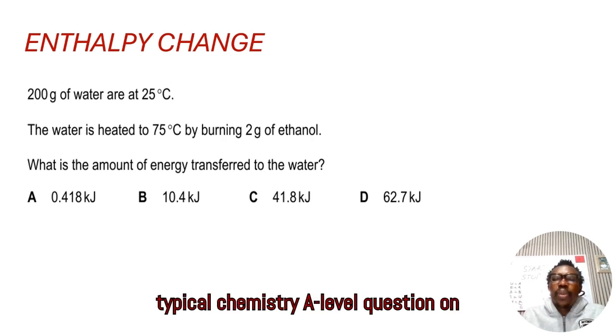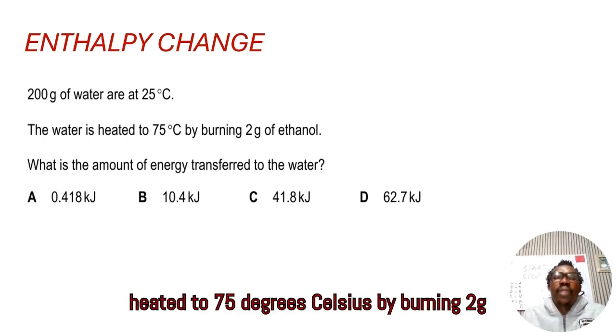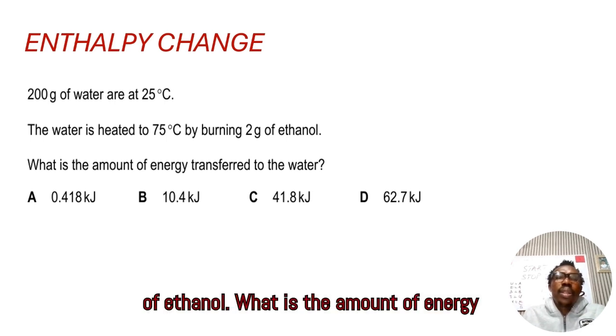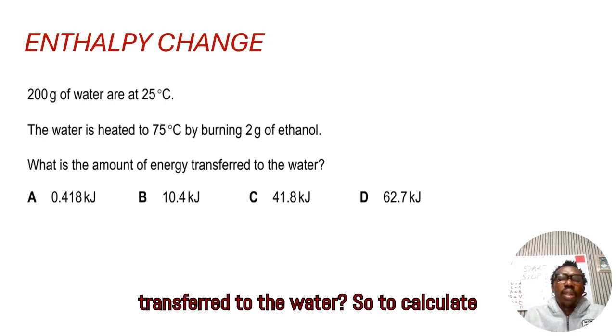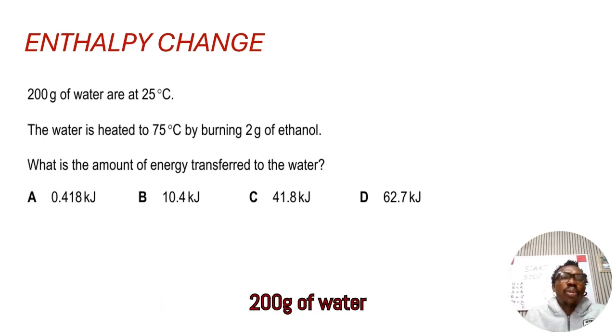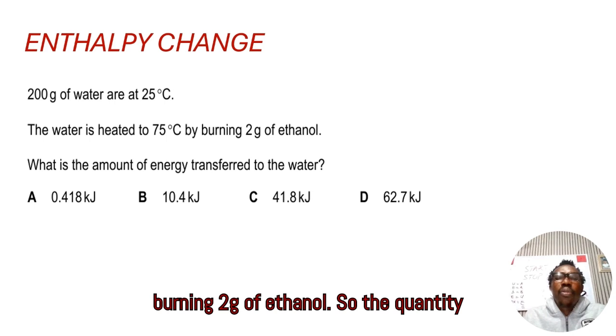So before us, a typical chemistry A-level question on enthalpy change. 200 grams of water are at 25 degrees Celsius. The water is heated to 75 degrees Celsius by burning 2 grams of ethanol. What is the amount of energy transferred to the water? So I have to calculate the quantity of heat released. So when 200 grams of water is heated to 75 degrees Celsius by burning 2 grams of ethanol.